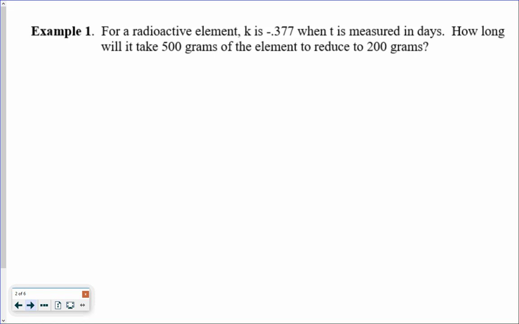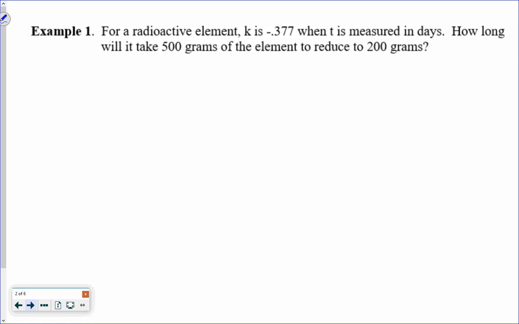So the fact that K is negative, it means we are growing or decaying? Decaying, definitely. When T is measured in days, see how it tells you? It tells you what it is. How long will it take 500 grams of this particular element to reduce down to 200 grams?